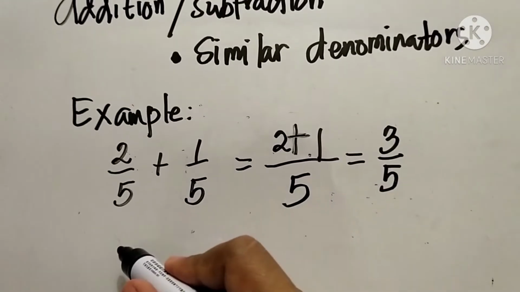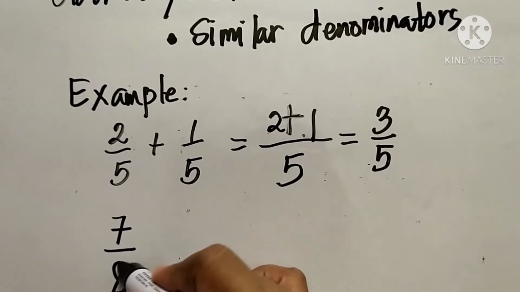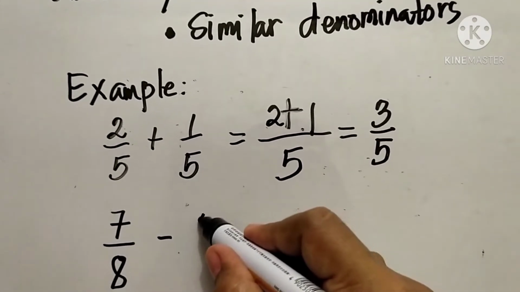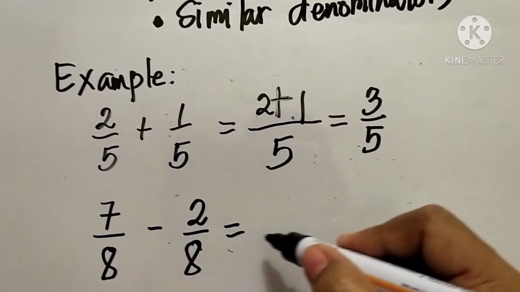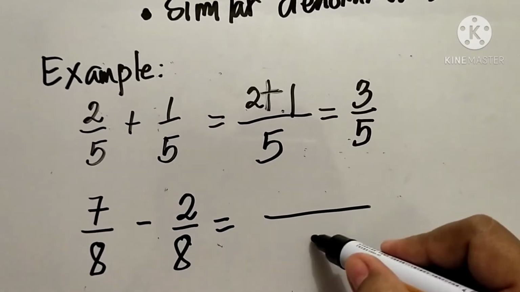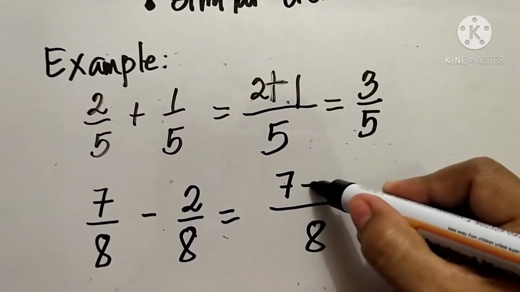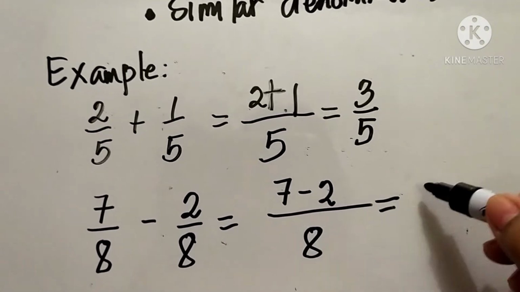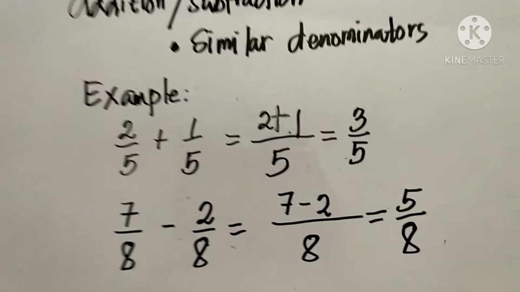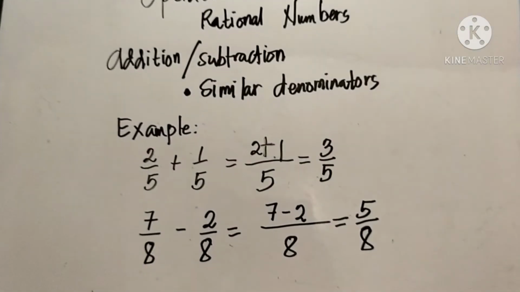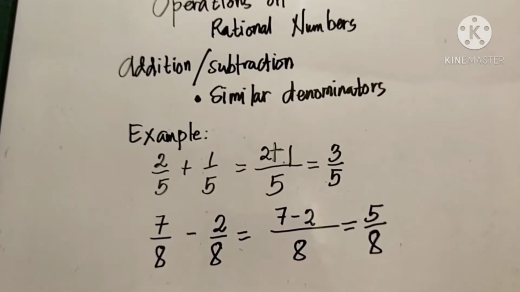The same process with subtraction. Like for example, you have 7/8 minus 2/8. So since the denominators are equal, just copy the denominator, subtract the numerator, and that is 5/8. Okay, so that is for addition and subtraction of similar denominators.